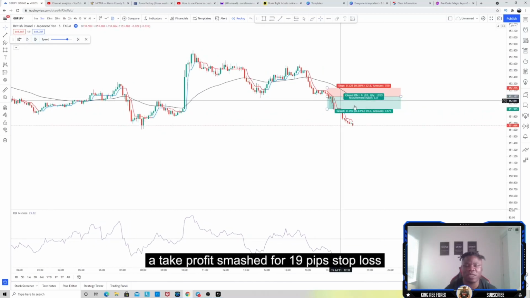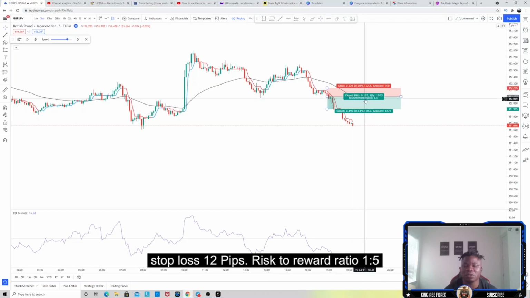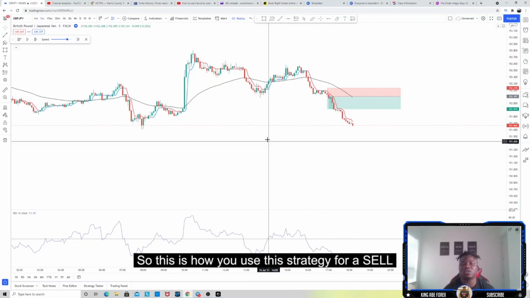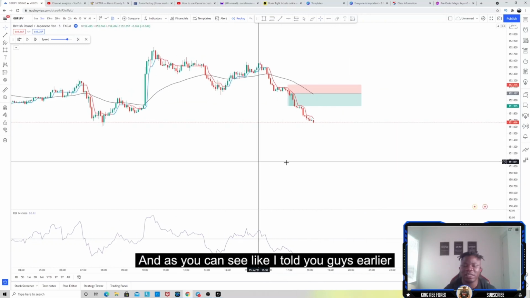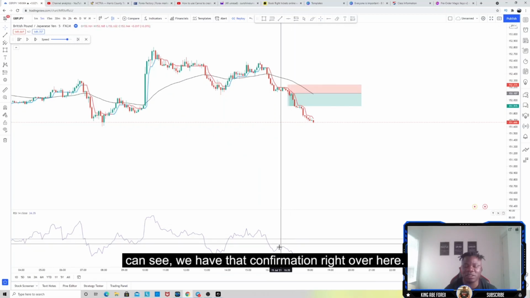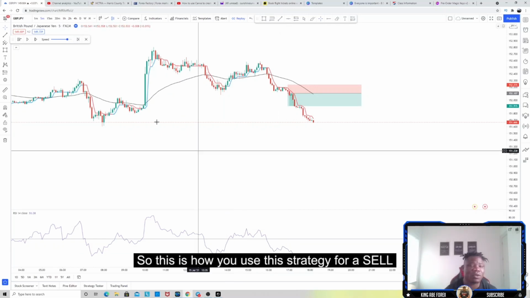Right there, we got our take profit smashed for 19 pips, stop loss 12 pips, risk to reward ratio 1 to 5. So this is how you use this strategy for a sell. And as you can see, like I told you guys earlier, the RSI has to be below the 50 line. As you can see, we have that confirmation right over here.